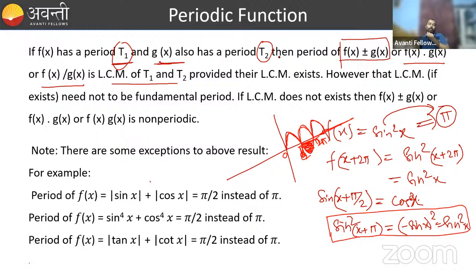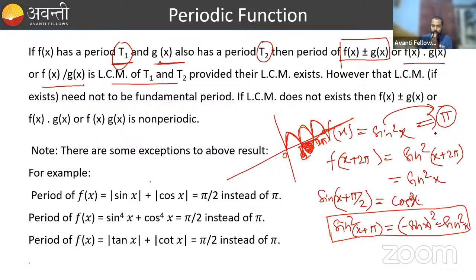When you are adding two equal functions, like sin x plus sin x, you get 2 sin x, right? So what is the period of 2 sin x? Sin x is 2 pi periodic. Simple. Like sin square x, sin square x is pi periodic.